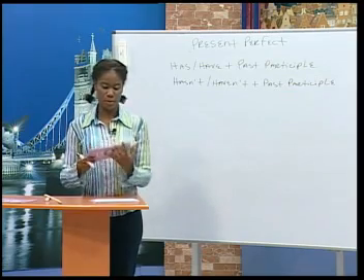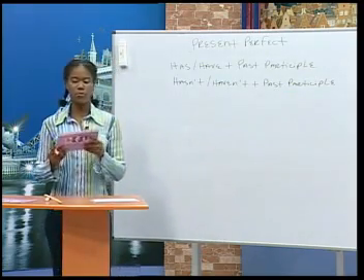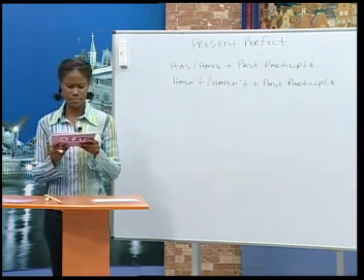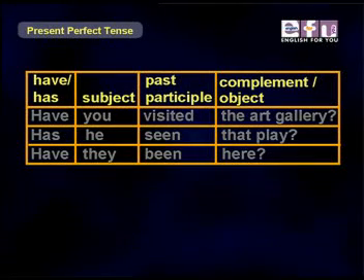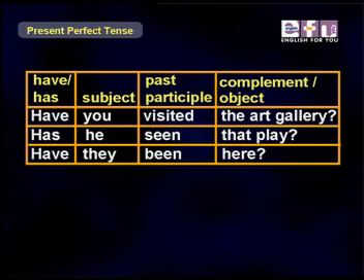All right, here is the form for the yes-no question form. We use has or have plus the subject plus the past participle plus the complement or object. For example, have you visited the art gallery? Has he seen that play? Have they been here?